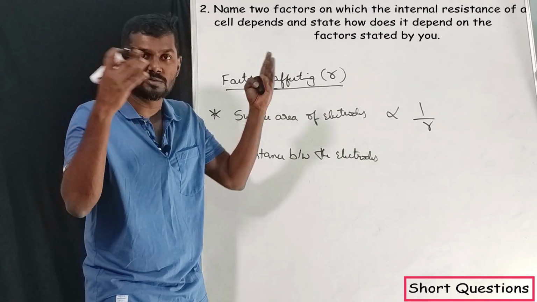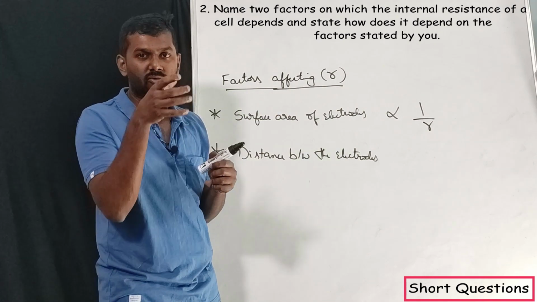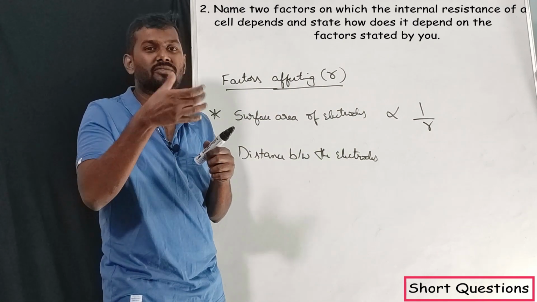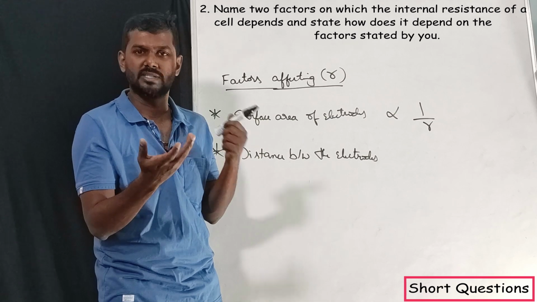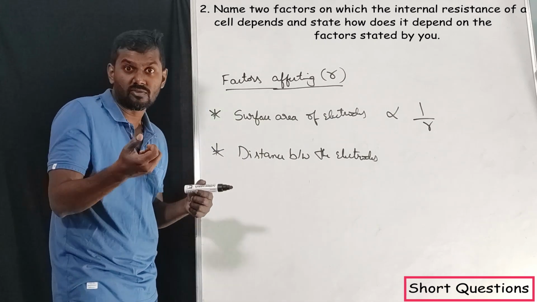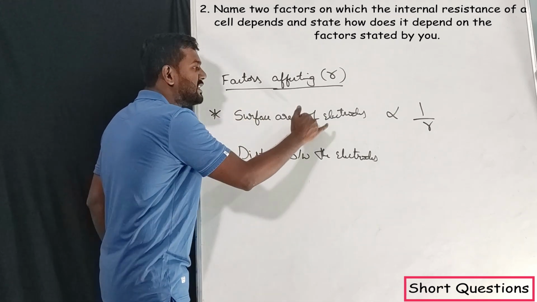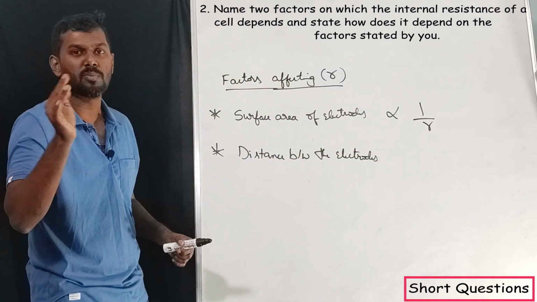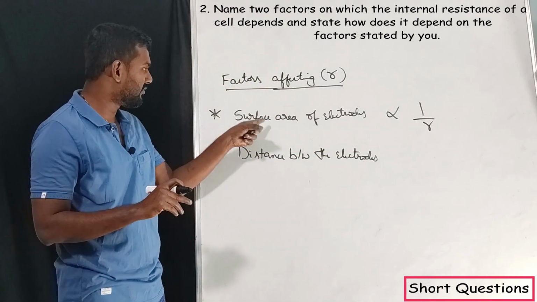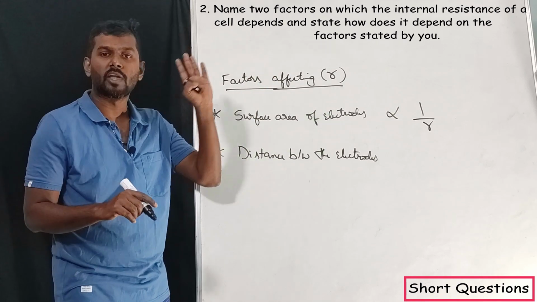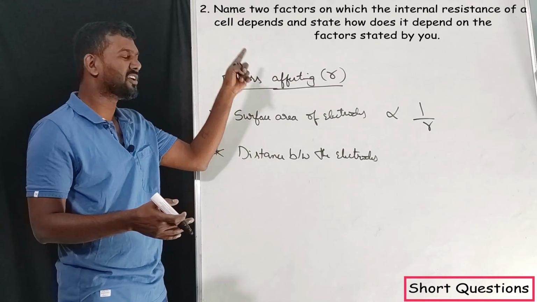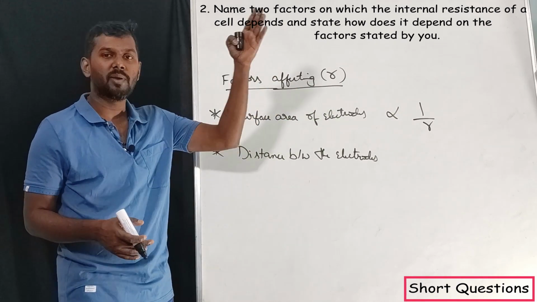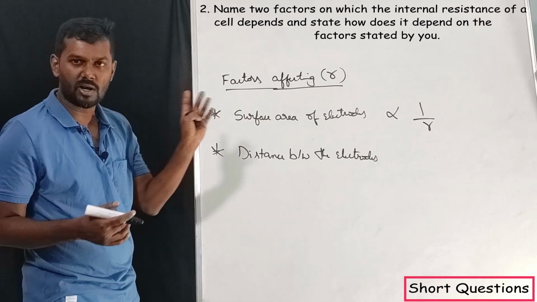Surface area will affect internal resistance. If the internal resistance is more, the surface area of the electrode will not become less. The surface area of the electrode will always be the same, correct? We cannot decrease the size of the electrode. So if the surface area is more, internal resistance will be less. These two are inversely proportional. You can write any one: surface area is inversely proportional to internal resistance, or if the surface area is more, internal resistance will be less.